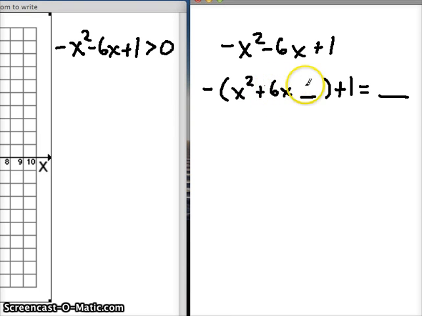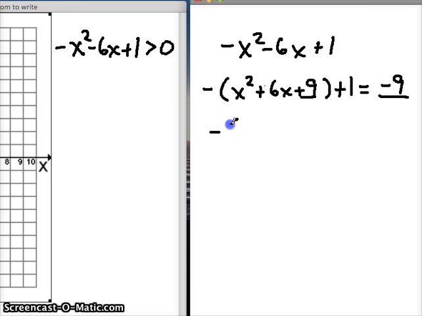Half of 6 is 3. 3 squared is positive 9. So in order to balance our equation, because we just brought 9 into this problem from nowhere, essentially, we need to make sure that our equation is balanced. There's also this negative 1, so if we were to distribute negative 1 times 9, we would get negative 9. So negative 9 is how we balance our equation.